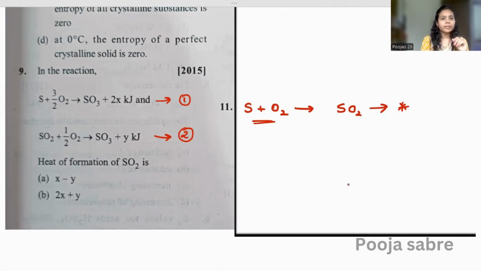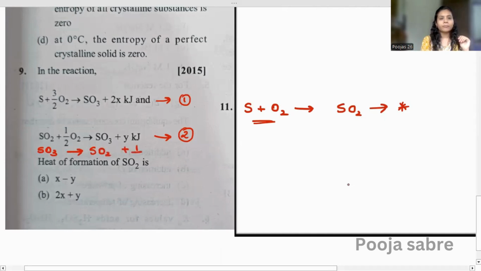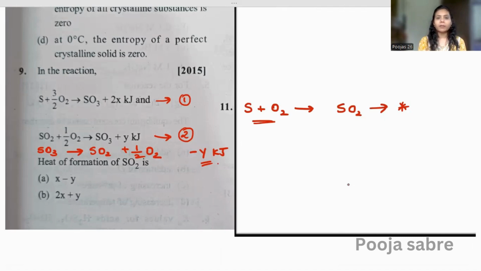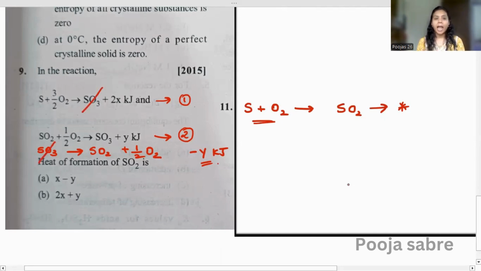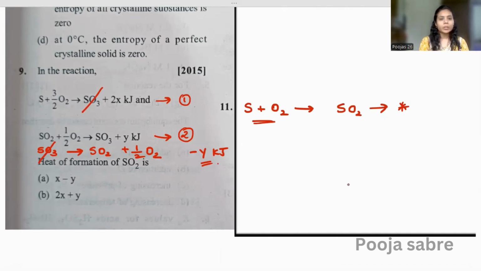So simply we need to reverse equation number 2. So on reversing, I will be getting it as SO3 gives SO2 plus half O2, and then this thing will become minus y kilojoule. Okay, this will be minus y kilojoule. Now let us have a look on the reaction. Now over here we have S, sulfur. Then SO3 and SO3, this will get cancelled if I add up both the reactions. Then what we are left with? We are left with SO2.